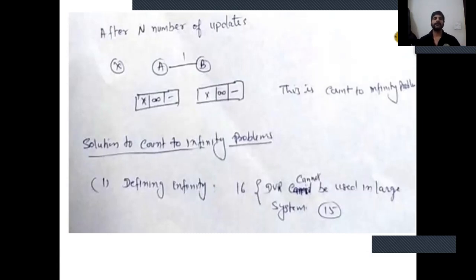The count to infinity problem is solved with the help of defining infinity. Suppose we define the maximum infinite value equal to 16. So distance vector routing cannot be used in large systems with more than 50 routers.